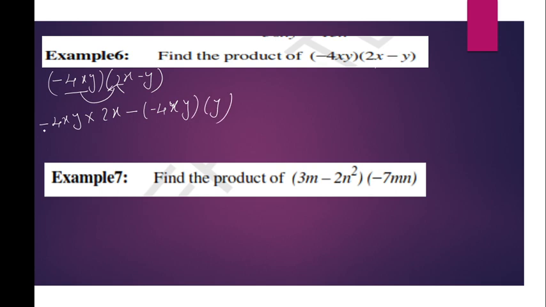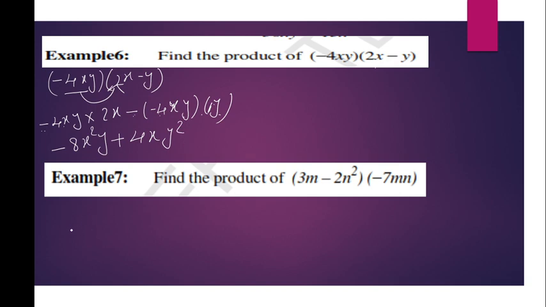Now multiply the signs first. Minus into plus is minus, 4 2s are 8, x into x is x square, y term is not there, so y as it is. Now multiply minus into minus, which is plus. Multiply the coefficients; if there is no coefficient, it indicates 1. 4 into 1 is 4, x as it is, y into y is y square. So this is how we have to write.